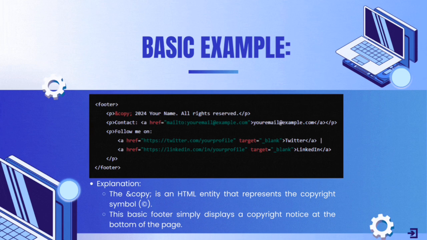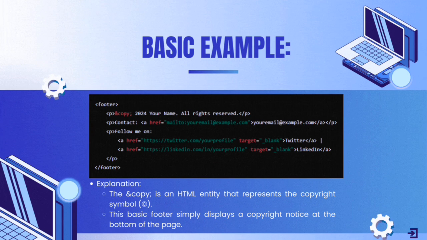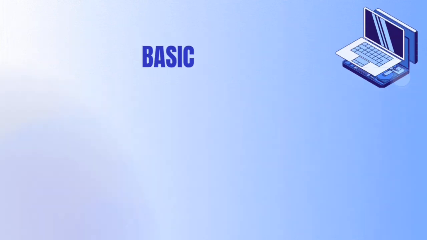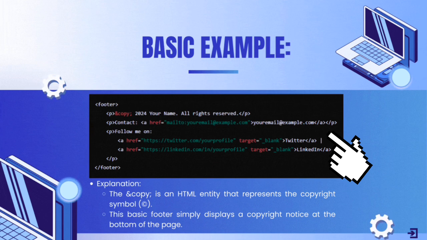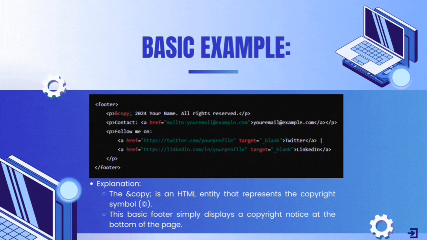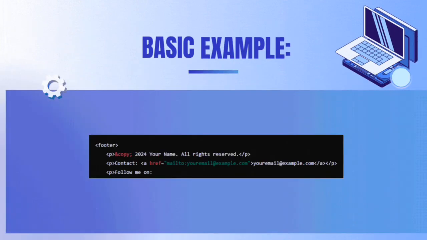Now, the basic example for that. As you know, the first one, the copyright section, is used for all rights reserved. Then contact: here, by this href link, you can get your mail written here, and here is your example link. If they click on your mail, they can directly email you by this. Then paragraph, and again this is the link for Twitter and LinkedIn. By this, they can directly get to your company's profile or your profile. This is the basic example of a footer while adding icons and your mails and all.